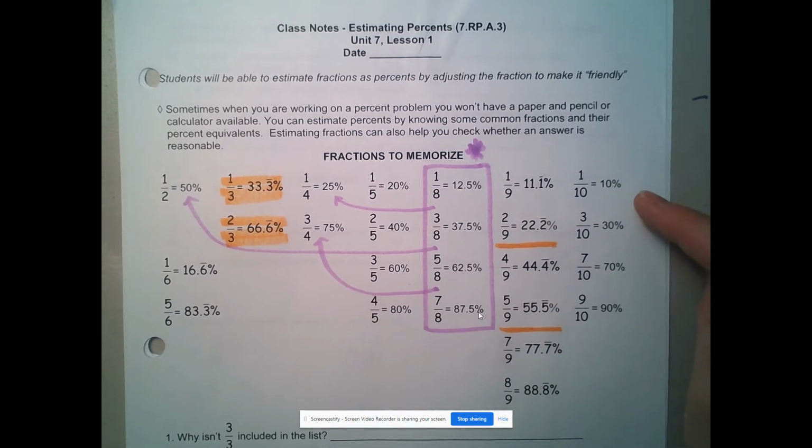And then we've got the tenths. For the most part, this is the first percent that people learn because 10 out of 100 is 10%. 30 out of 100, 30%. Well, if you put those in lowest terms, you get 1/10, 3/10, and so on.